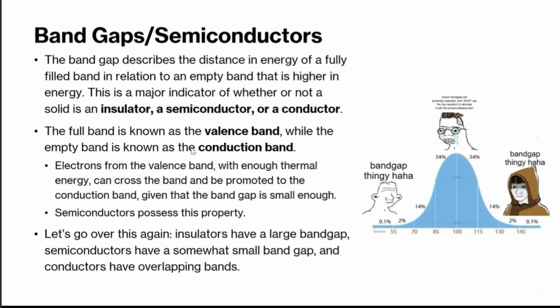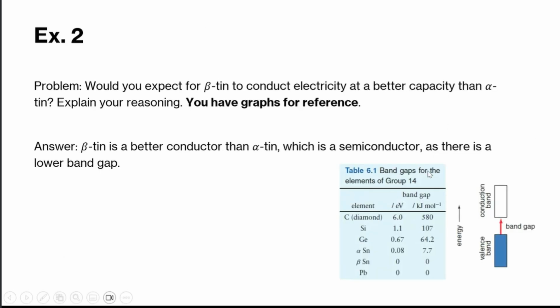So take, for example, silicon. Y'all are operating on silicon-based machines right now. So this is especially important, band gaps in semiconductors. So let's go over this again. Insulators have a larger band gap. Semiconductors have a somewhat small band gap. And conductors have overlapping bands. So right here are the calculated band gaps for certain solids.